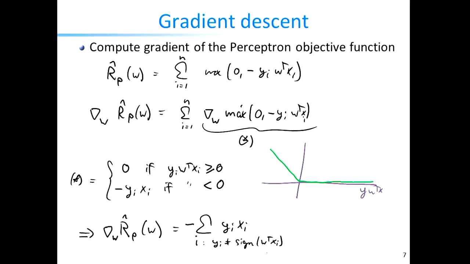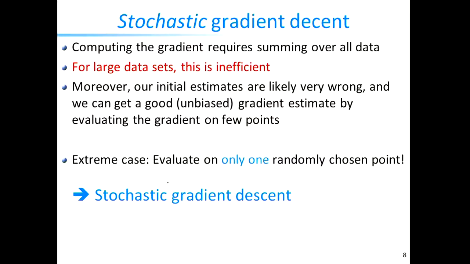Now, this is fine if you have a small data set. If your data set consists of a few thousand or tens of thousands of points, maybe this is not a problem. If you talk about really large data sets, like millions or tens or hundreds of millions of examples, then this is not typically a good idea. Why is that? Well, it's obviously expensive. You're investing a lot of effort to evaluate that gradient exactly.